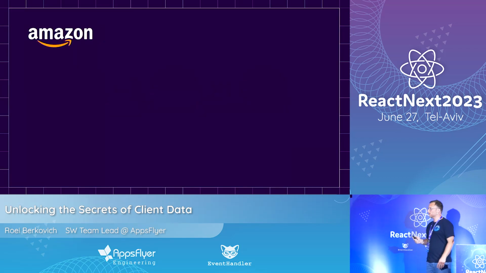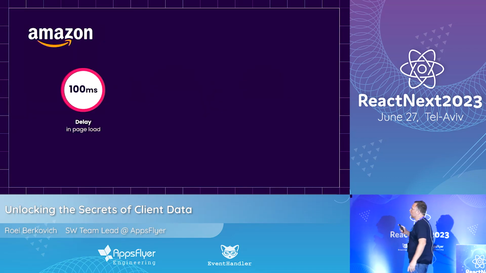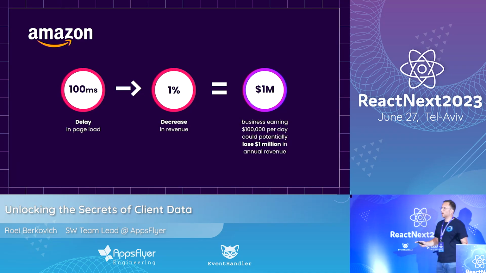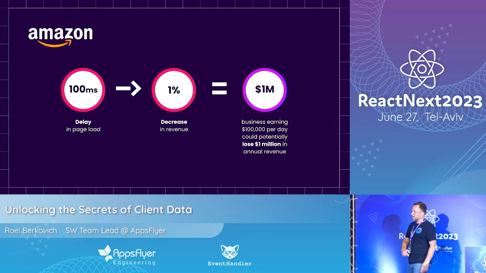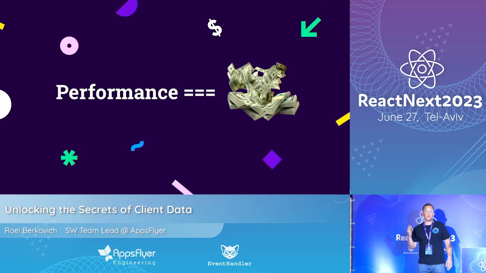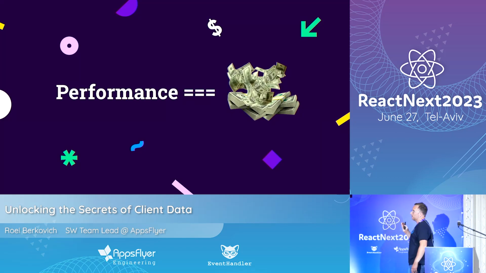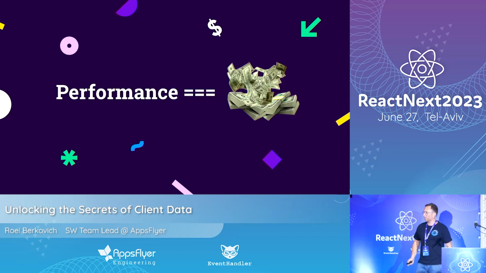Also, in a study by Amazon, a 100 milliseconds delay in page load time resulted in a 1% decrease in revenue, which means that a business earning 100K per day could potentially lose $1 million in annual revenue. Again, lots of money, which leads us to the conclusion that performance means money. Good performance means more money for your companies, and that's something we all want for our companies.